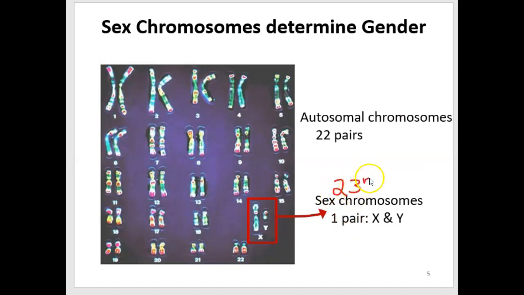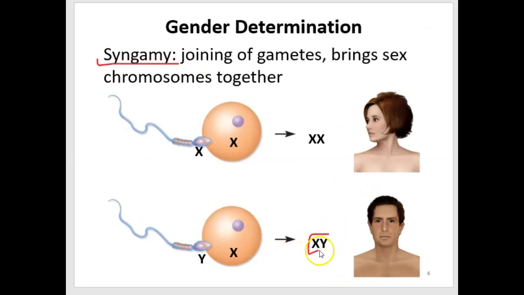This is a karyotype in which all the chromosomes are laid out so that you can look at any abnormalities. The 22 pairs that aren't sex chromosomes are called autosomal chromosomes. The sex chromosomes include X and Y, and if X and Y are paired together, you get a male embryo. That's what develops. If instead two X chromosomes come together, one from the sperm and one from the oocyte, then you get a female.